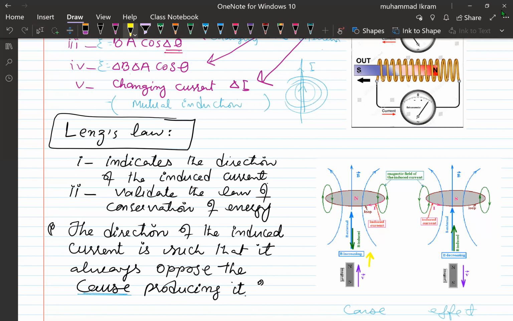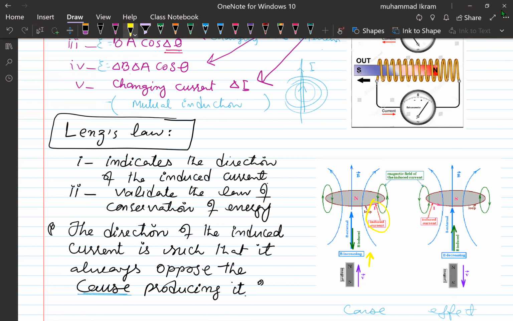You will feel that resistance in your hands, right? The reason is why? Because there is an induced current in the coil, which is indicated here, right? Now, this is a current. So when there is a current moving in the coil, what will happen? There will definitely be a magnetic field associated with the induced current, right? I may call that the magnetic field of the induced current.